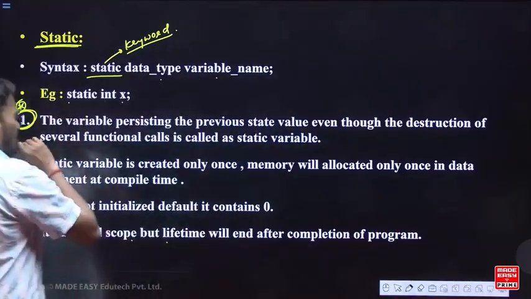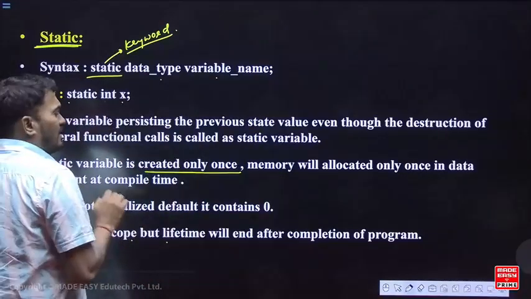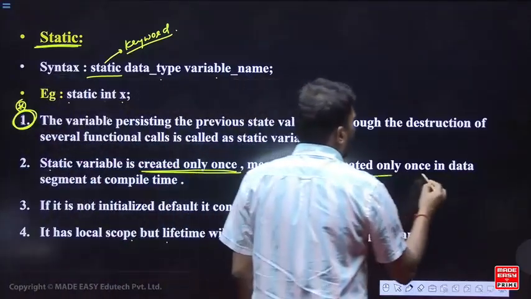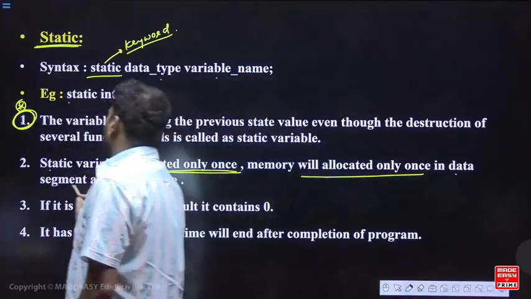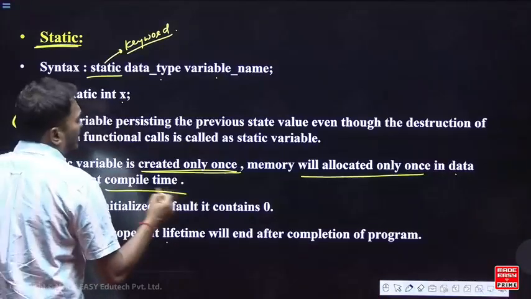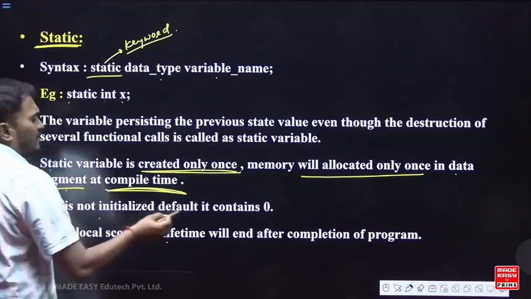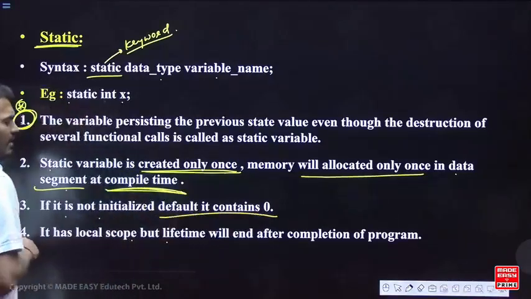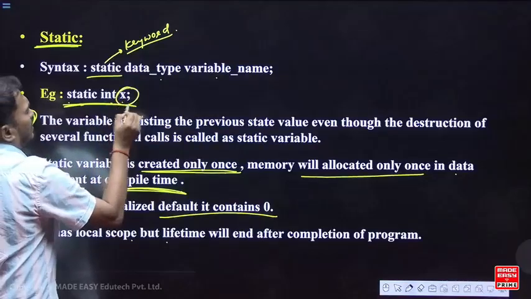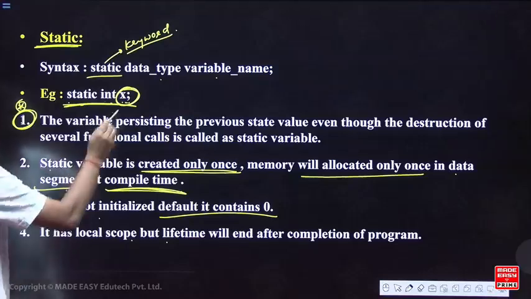And next, a static variable is created only once. Listen carefully: a static variable is created only once, and memory is allocated also only once in the data segment. Where is memory allocated? In the data segment. When is it allocated? At compile time. If it is not initialized, what does it contain by default? 0. If you wrote static integer x and did not initialize it, then by default x contains 0.